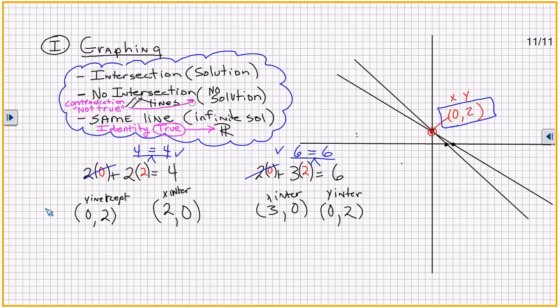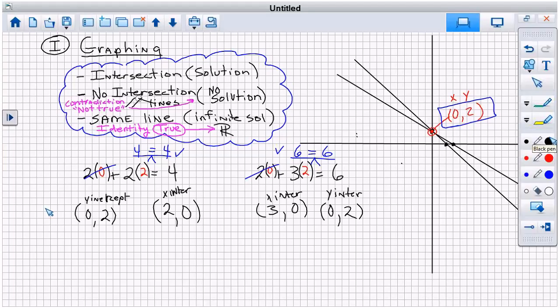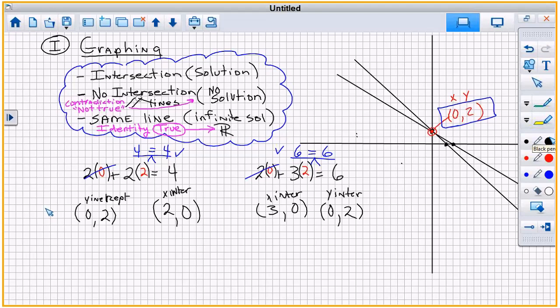And we talked about that when we solved equations. I think we did one, and it came out to be 4 is equal to 8 or something like that. And that's no solution. So that's your first method of solving systems of equations, graphing. Your second method, and we'll do the same one, we'll do 2x plus 2y is equal to 4 and 2x plus 3y is equal to 6.